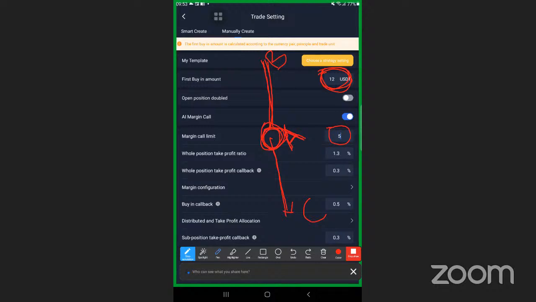When the robot enters on point A with $12 as our first buy-in amount, if price goes up here to point B as our take profit, this point A to point B is our take profit, our TP. But from point A to point C, it is our margin calls, which are 5.